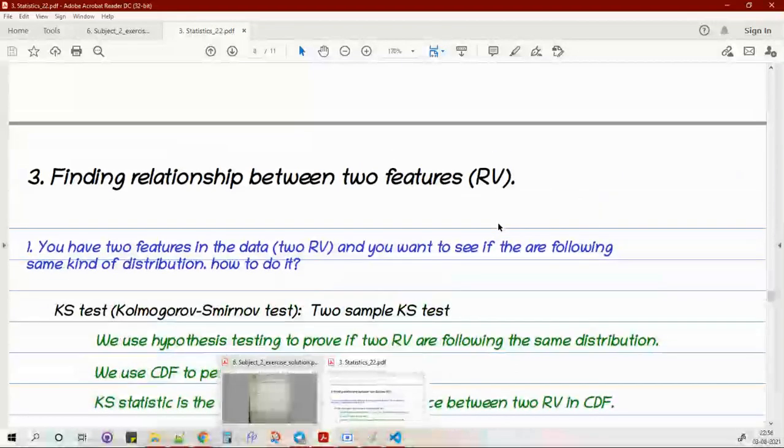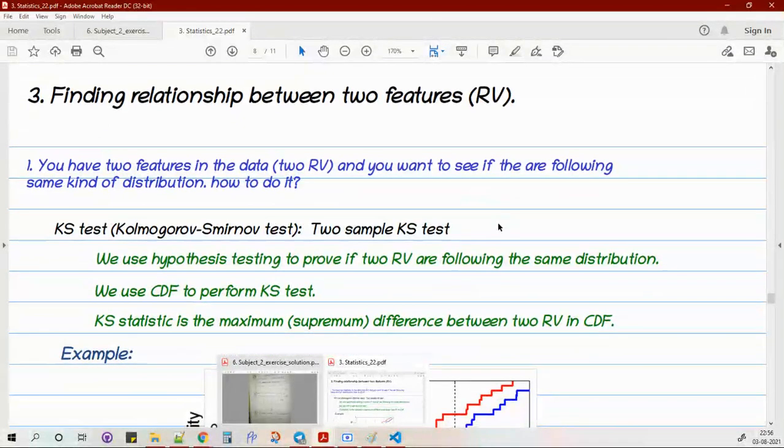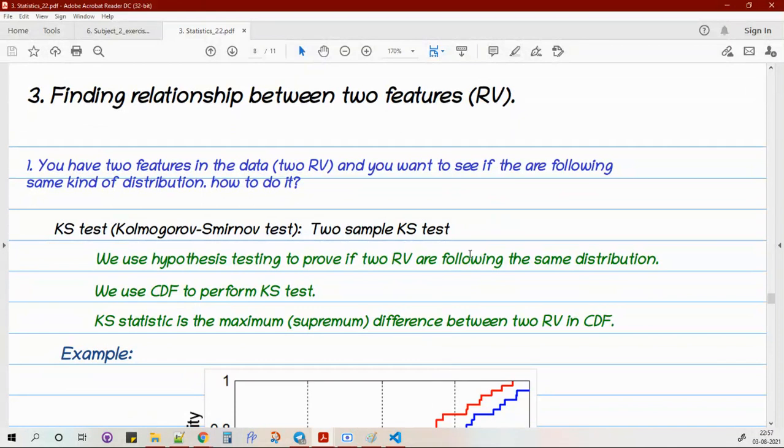Okay, last topic of the day: finding the relationship between two features. Under this, we have four things to cover: the KS test, covariance, SRCC, and PCC.